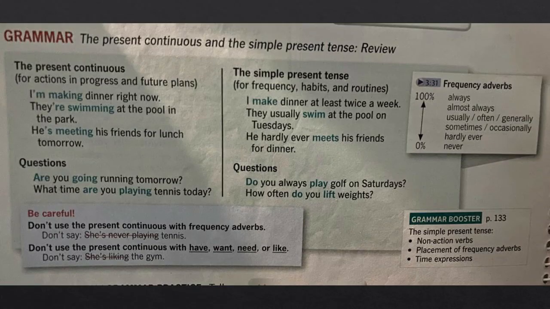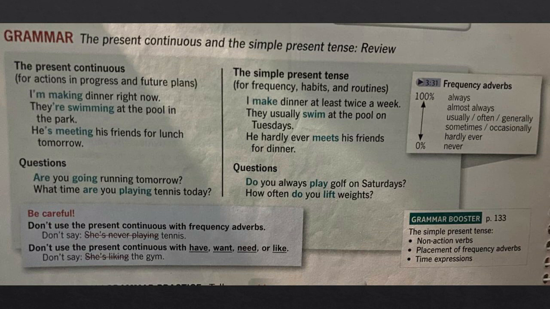All right, guys. Now, as you can see on page 66, we have the grammar box, right? So it says the present continuous and the simple present tense, right? In the last class that you already received, we saw the present continuous, right? Do you remember that we use present continuous for actions in progress or future plans, right? For example, we have here that says, I'm making dinner right now, right?